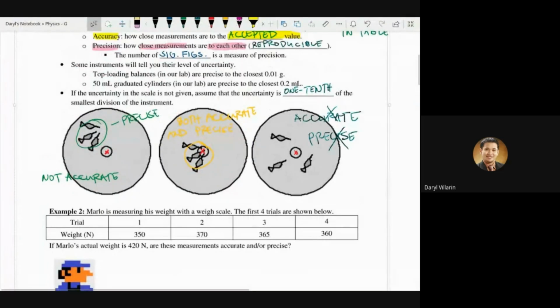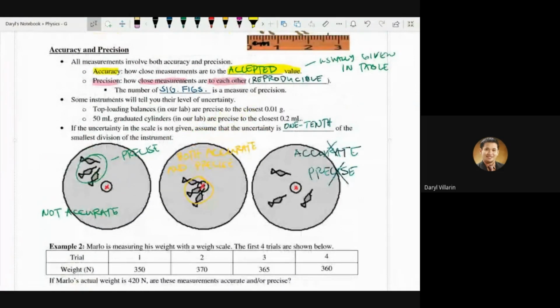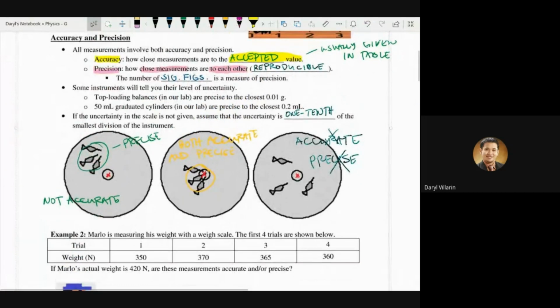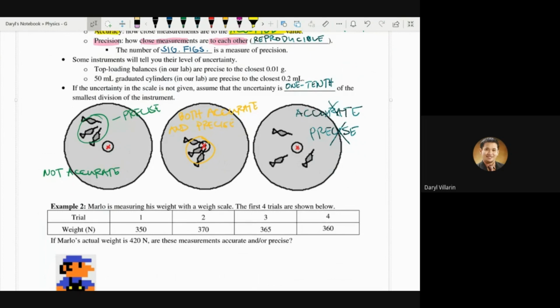Okay, again, previously we tried to differentiate what is precision and accuracy. So accuracy is always comparing your measurement to the accepted value. And precision only means, well, not necessarily that you have to compare it with the accepted value, but you're just comparing all the measurements that you have. If they're very close to one another, you would say that it's precise. And if not, well, they're not precise.